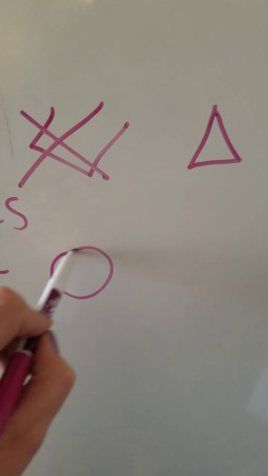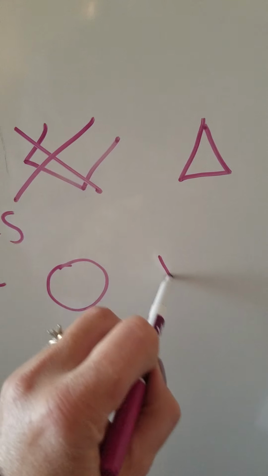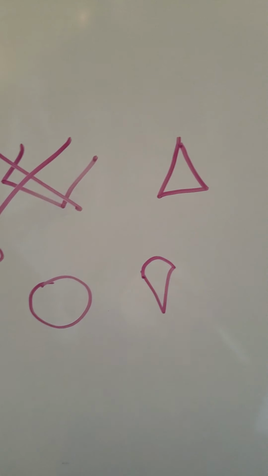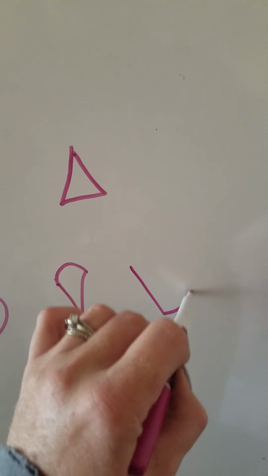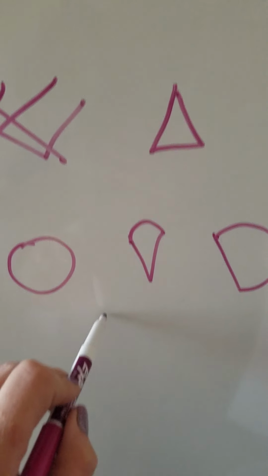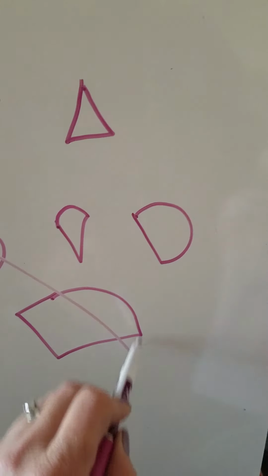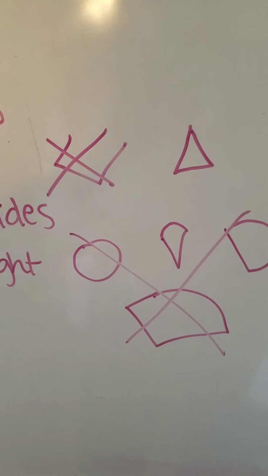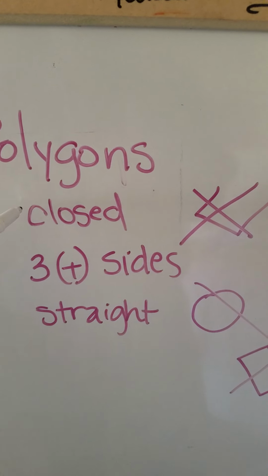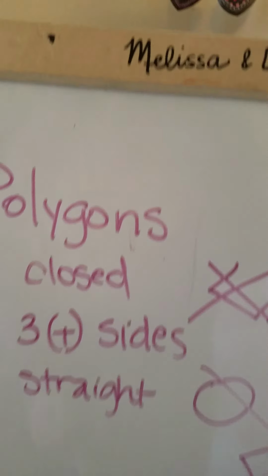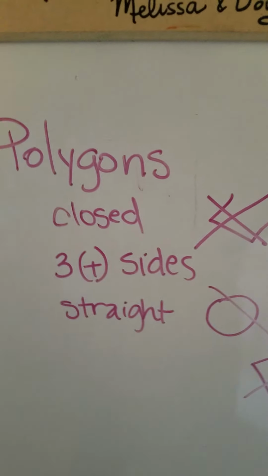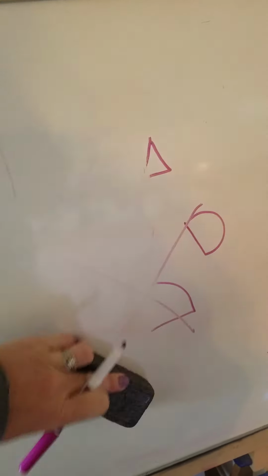So a circle or a cone or anything that has curved sides are not polygons. So it has to be a closed figure with 3 or more sides that are straight. Okay? So then we moved into some special kinds of polygons.